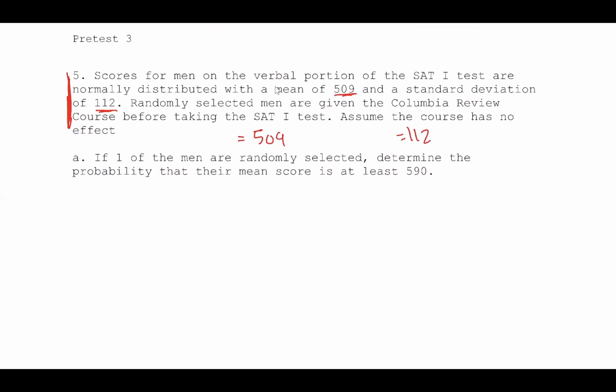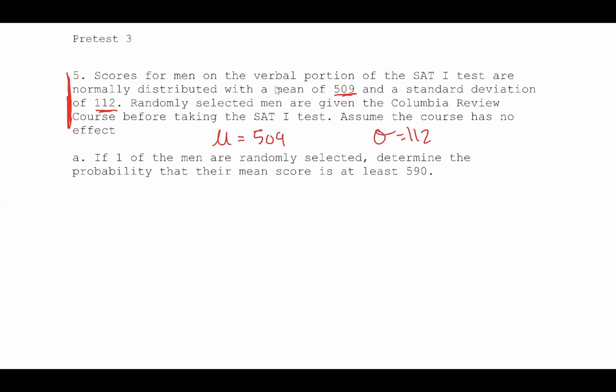All right, so what does the 509 represent? Your population mean? Yeah, perfect. The mean of the population, because if you look at it, they don't say they took a sample of 20 men or 30 men. They say this is pretty much the mean score for all men. So it's 509. If you look at 112, what does 112 represent? Standard deviation. Yeah, and that's of the population.